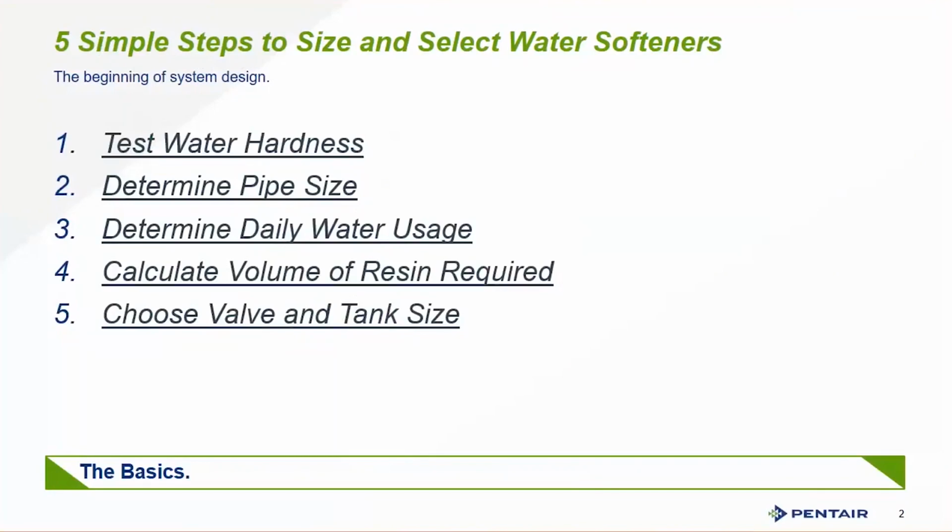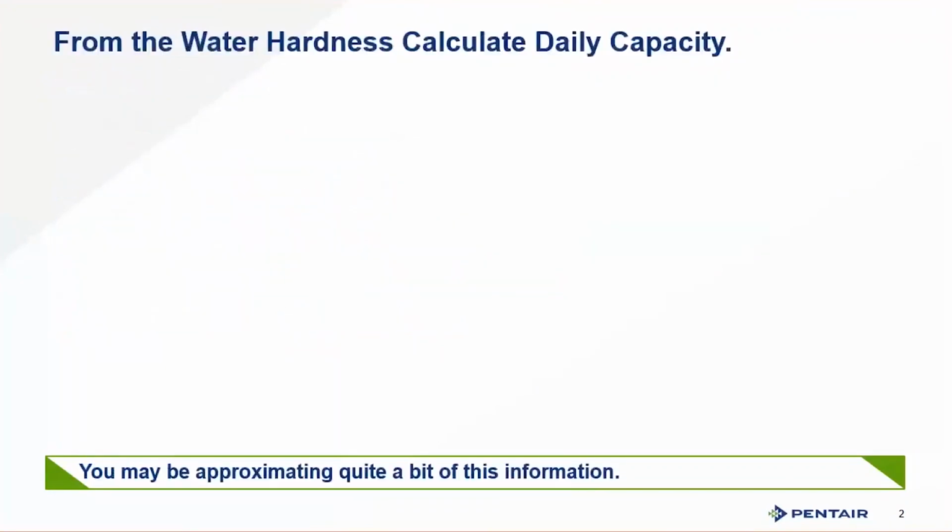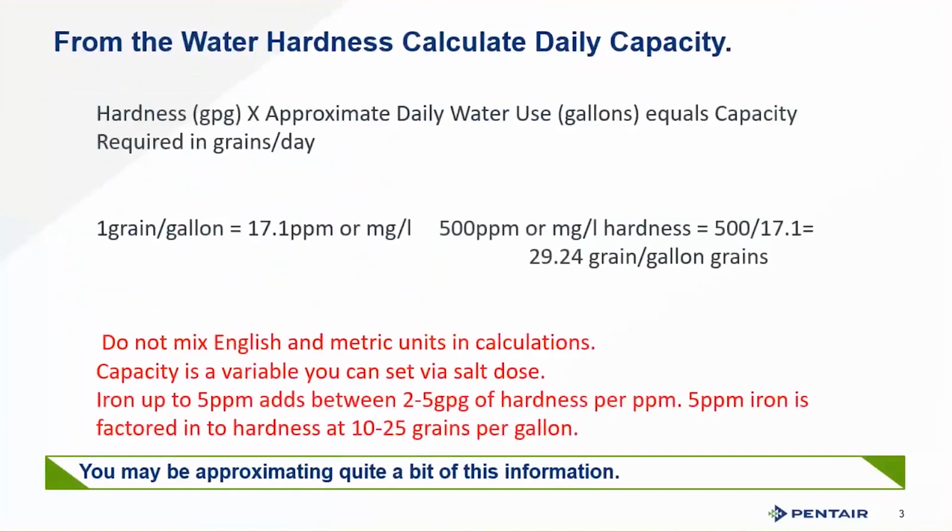Seems rather simple. Well, this is a bit like Alice going down the rabbit hole. Looked like a simple choice to chase the rabbit, but it goes a lot of different places. So that's where we're at. Well, first thing we want to do is understand the capacity that we're going to need for our softener. That's going to be based on our water hardness, okay?